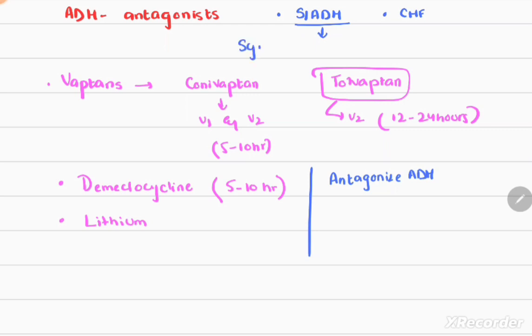SIADH is a syndrome of inappropriate ADH secretion, which means that there is inappropriate secretion of ADH, and we have to counteract it with the drugs. And the second condition is CHF, which is congestive heart failure. These drugs can cause renal failure because they drastically reduce the GFR. So this was all about the diuretics.